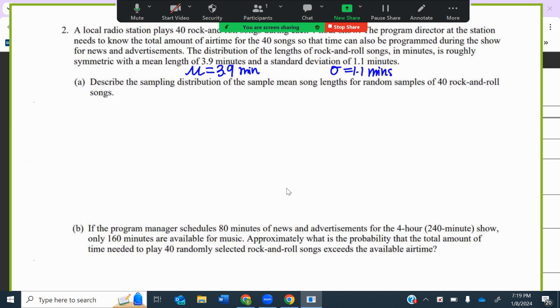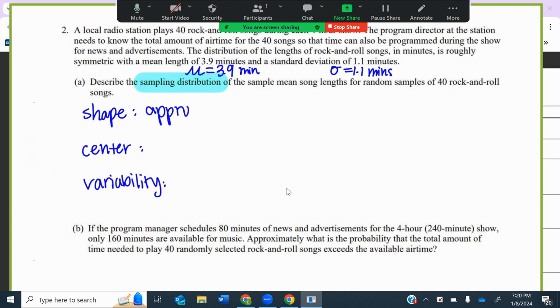So a sampling distribution, any distribution, should include a description of the center, or let's start with shape, then the center, and the variability. If you don't include all of that, then it's not a complete description of the distribution. So for the shape, our goal for all of these is to be approximately normal. So we're going to go ahead and write that and then see why.